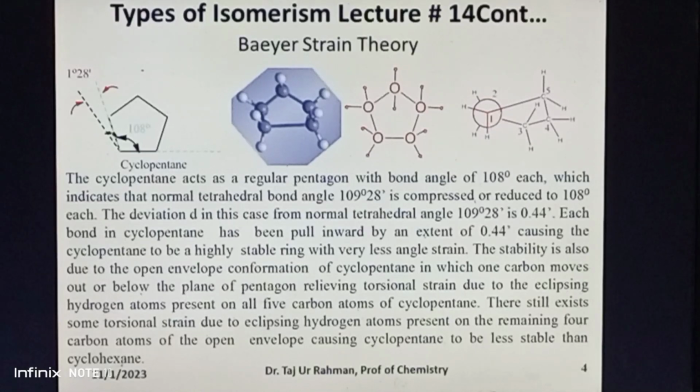with less angle strain. Additionally, the stability of cyclopentane is also due to its open envelope conformation, in which one carbon moves out below the plane of the pentagon, relieving torsional strain due to the eclipsing hydrogen atoms present on all five carbon atoms of cyclopentane. The torsional strain still exists due to interactions of the eclipsing hydrogen atoms present on the remaining four carbon atoms in the open envelope conformation of cyclopentane, causing cyclopentane to be less stable than cyclohexane.